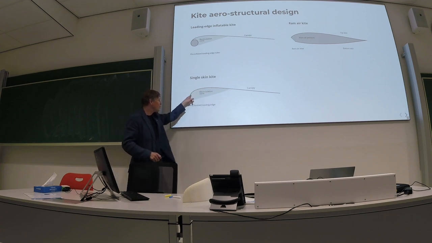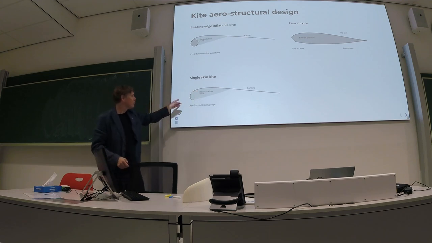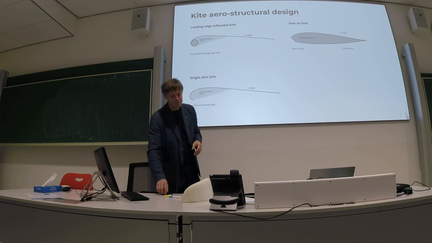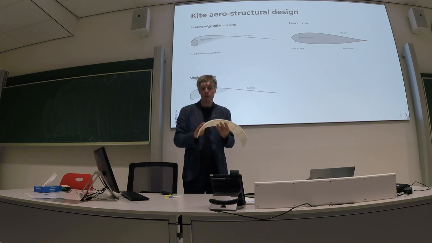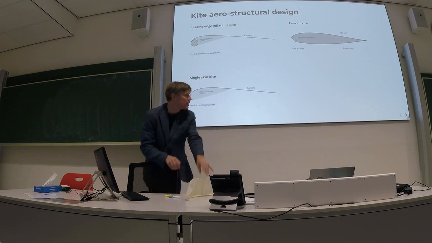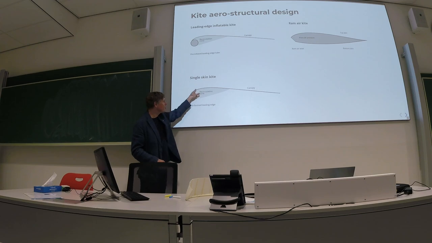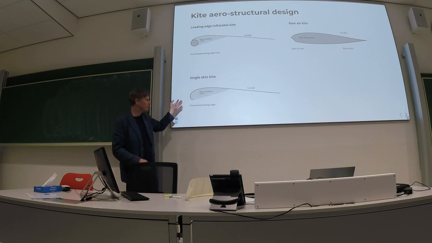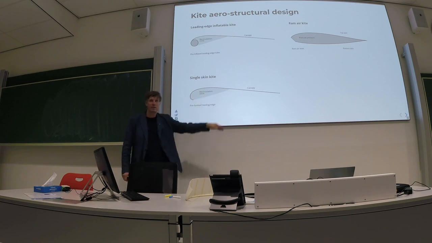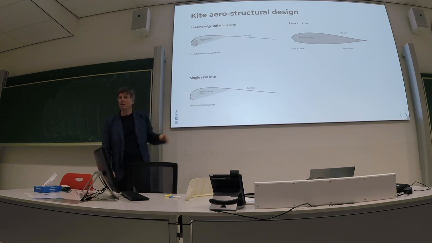And only this shape here, you cannot do that with bridle lines. For this shape, they used rigid stiffeners, so inserts, plastic, metal, that form the typical nose profile of a wing. But these were the only rigid structures in such a single skin kite, and the rest is just canopy and bridle lines. This is the very lightweight kite design.